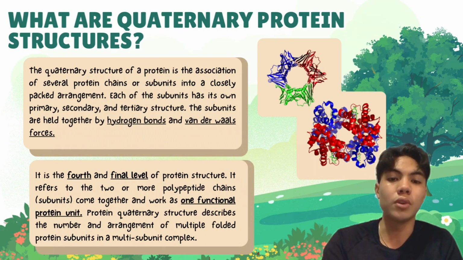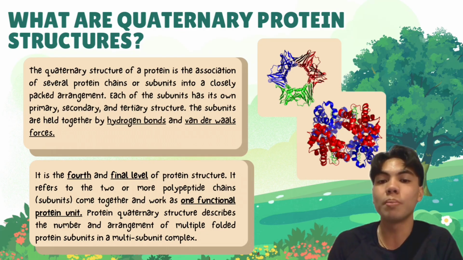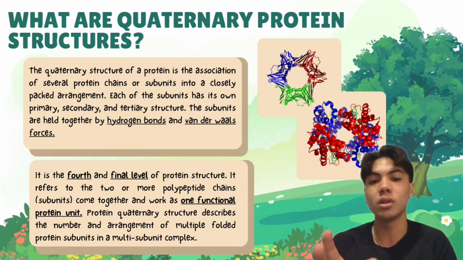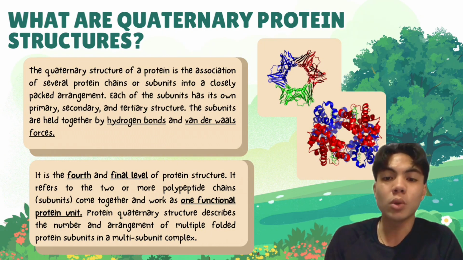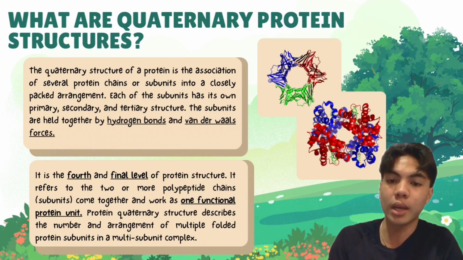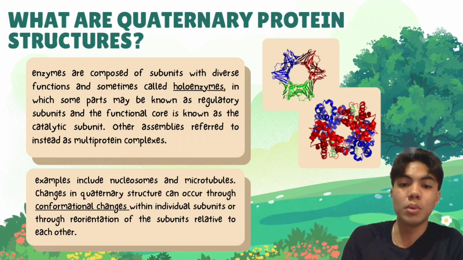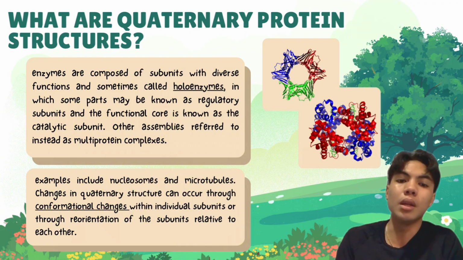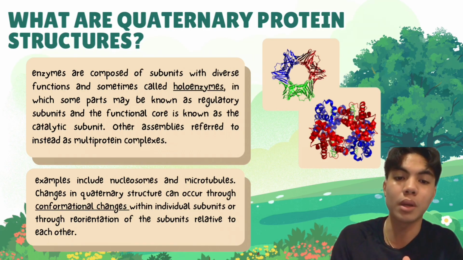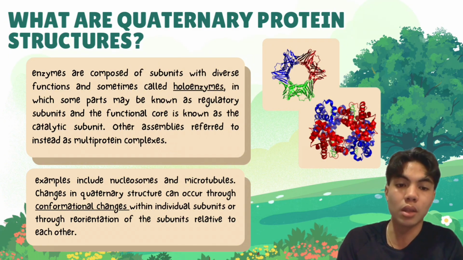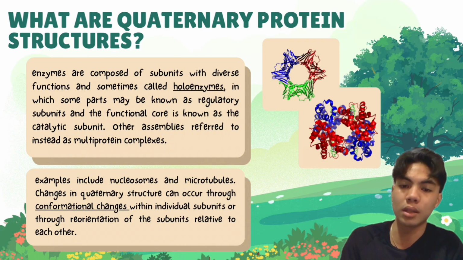In contrast to the first three levels of protein structure, not all proteins will have a quaternary structure since some proteins function as a single unit. Protein quaternary structures can also refer to biomolecular complexes of protein with nucleic acids and other cofactors. Enzymes composed of subunits with diverse function are sometimes called holoenzymes, meaning they are complete functional enzymes that are ready to perform their specific biochemical reactions, in which some parts may be known as regulatory subunits and the functional core is known as the catalytic subunit.